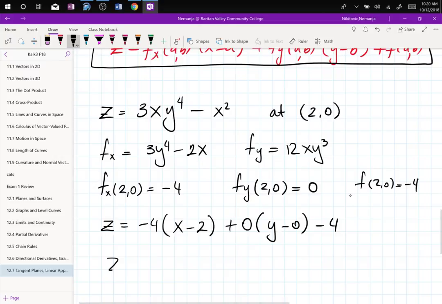So the whole thing is z equals negative 4x plus 8 minus 4. So the tangent plane is z equals negative 4x plus 4. That's the tangent plane.